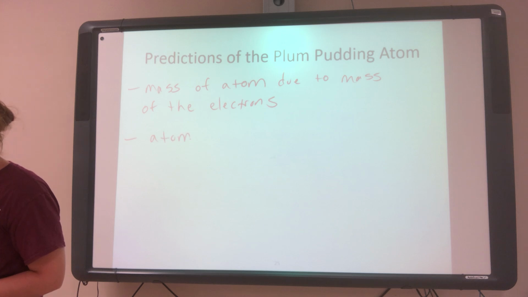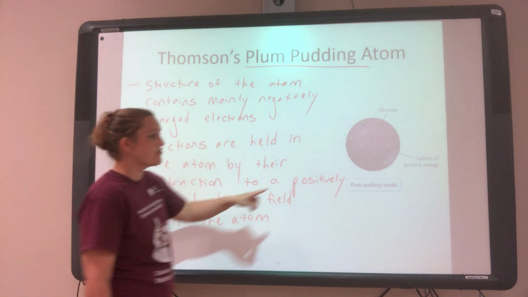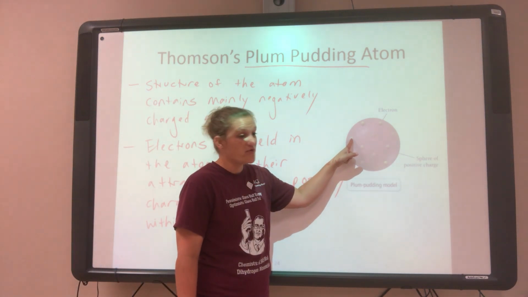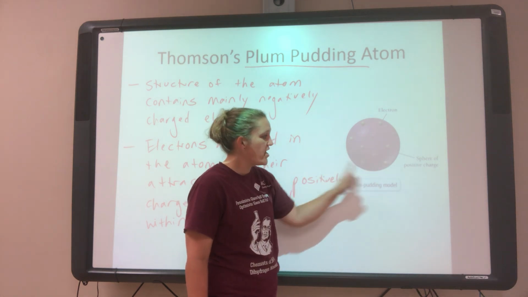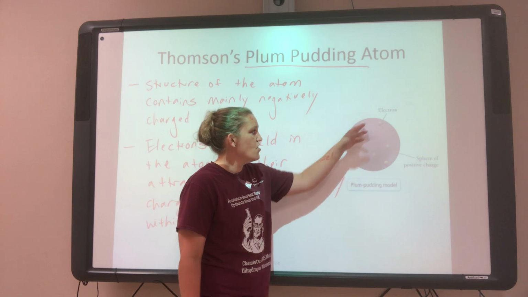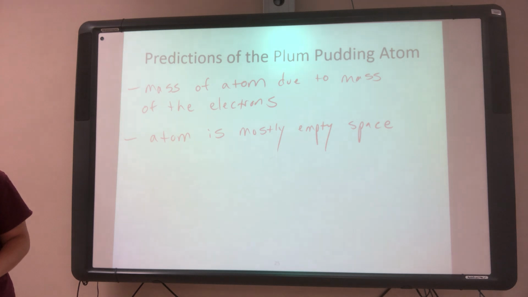Second, the atom is mostly empty space. Remember my electrons, they're really small, so they're not going to take up that much space, but they can't be close together. So there's going to be a lot of empty space in my atom compared to where my electrons are. So the atom is mostly empty space because I cannot have a bunch of my negatively charged particles near each other because they would repel. And also the mass is due to the mass of the electrons.